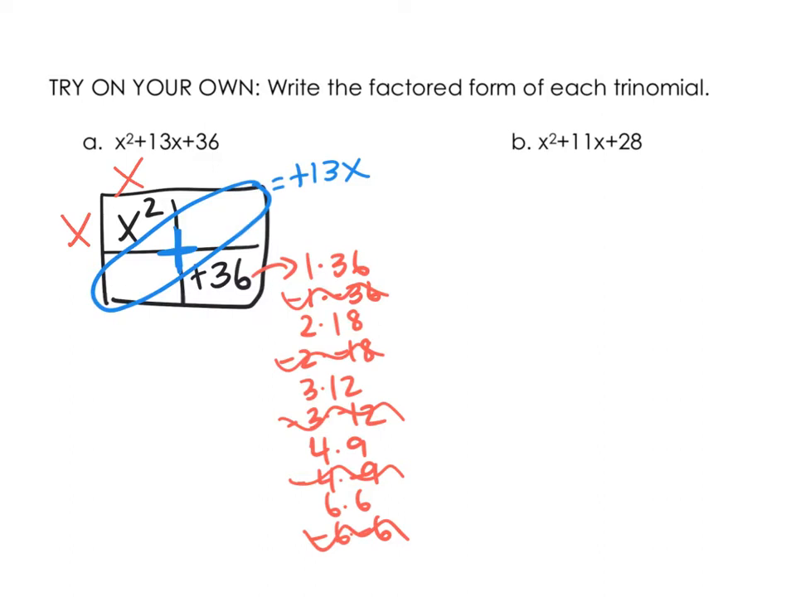And I'm going to just try one random option. Let's try 3 and 12. So 3 times x is going to give me 3x, and 12 times x is going to give me 12x. So if I try that out, 12x plus 3x will give me 15x, which is not going to work. So I need to try another option. Let's erase this and try a different one.